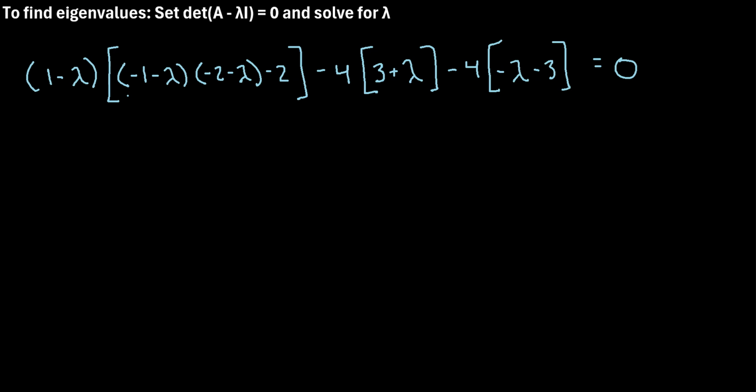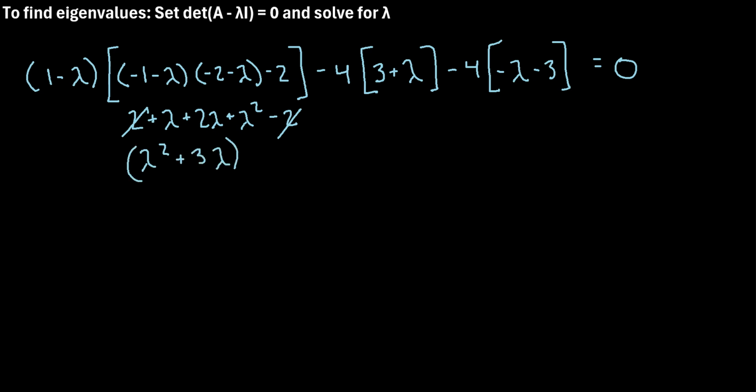So let's start simplifying it a little bit. Let's go ahead and start inside these brackets. Let's multiply these two parentheses together. So we get -1 times -2, that's a positive 2. -1 times a negative lambda, that's a positive lambda. And then we have minus lambda times -2, so that's a plus 2 lambda. And then negative lambda times negative lambda, that's positive lambda squared. And then we have a minus 2. So we have a 2 and a minus 2, so these two are going to cancel out. And then we have a lambda plus 3 lambda plus lambda squared. So that's going to be lambda squared plus 3 lambdas.